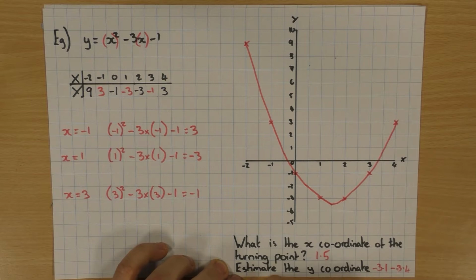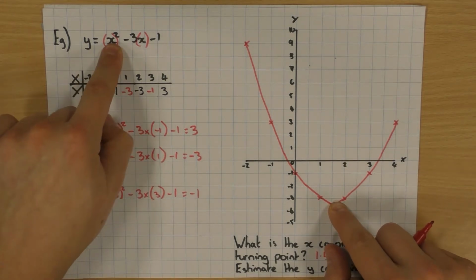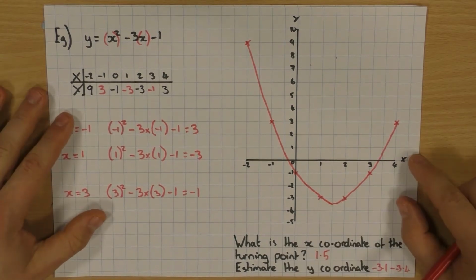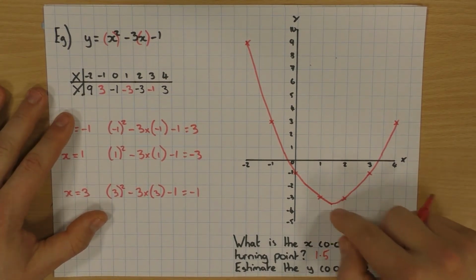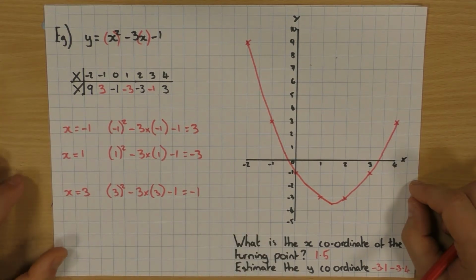If you actually wanted the y-coordinate and you knew x was minus 1.5, you could put minus 1.5 into here and actually work it out correctly. Because it says estimate, I can just have a guess. Okay, so that's another couple of questions that could be asked.